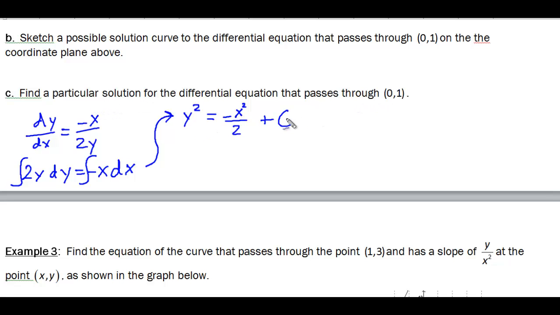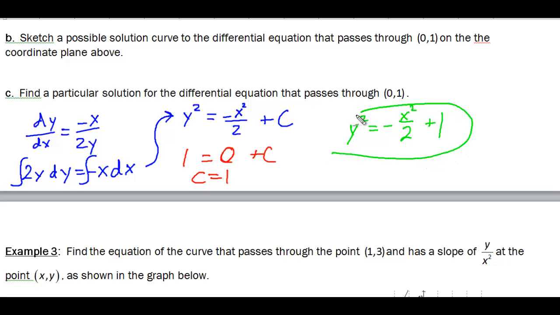Particular solution goes through 0, 1. So we get 1 when x is 0. So c is 1. I'll go ahead and do that. 0 plus c. So c equals 1. And so our particular solution is that y squared equals negative x squared over 2 plus 1. If you want, we could take the square root, but we will just leave it as that. And there is our particular solution for this differential equation that passes through the point 0, 1.